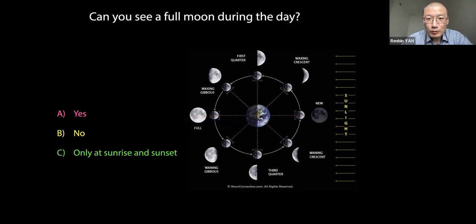Okay, can you see a full moon during the day? The very last one. Okay, I promise this is the last question now. Okay, and the correct answer is C. You can only see it at sunrise or sunset.